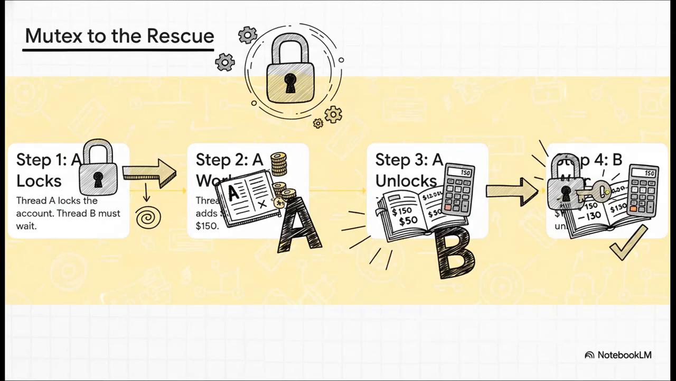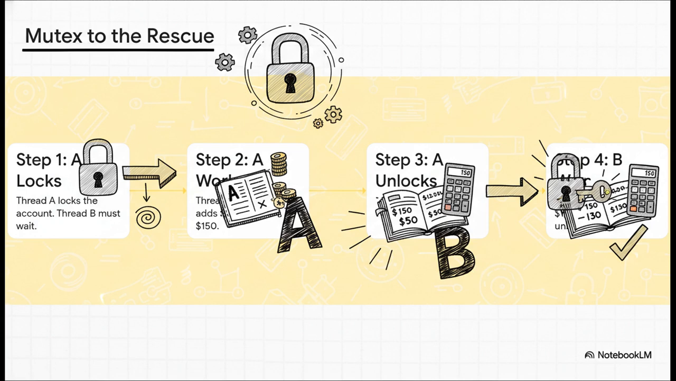Okay, so let's run that bank account scenario again, but this time with a mutex in charge. Step 1. Thread A grabs the mutex lock for the account. Now, thread B has no choice but to wait. Step 2. Thread A can now safely read the $100 balance, add its $50, and write the new, correct balance of $150. Step 3. Its job is done, so it unlocks the mutex.